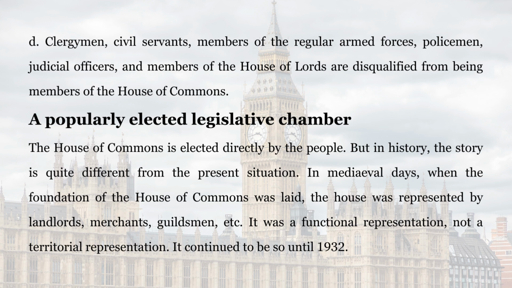A popularly elected legislative chamber. The House of Commons is elected directly by the people. But in history, the story is quite different from the present situation. In medieval days, when the foundation of the House of Commons was laid, the House was represented by landlords, merchants, guildsmen, etc. It was a functional representation, not a territorial representation. It continued to be so until 1932.